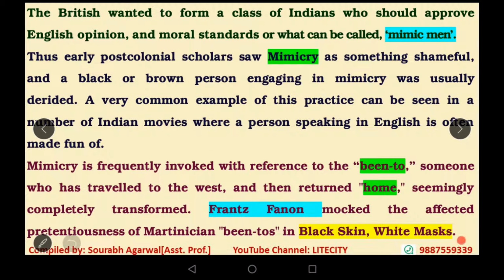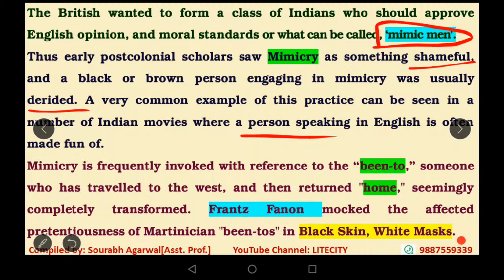In fact, the British wanted to form a class of Indians, if we take the example of India, who should approve English opinion and moral standards, what can be called the mimic man. It is the title of a very famous work by V. S. Naipaul, in which he criticizes this tendency of the diaspora community, that they all are mimic men. They use all the cultural codes of the colonizers. Early post-colonial scholars saw mimicry as something shameful which we should not follow, and a black or brown person engaging in mimicry was usually derided. A very common example you can see yourself in a number of Indian movies and serials and other media channels. A person who is shown as a westernized product is generally made fun of.